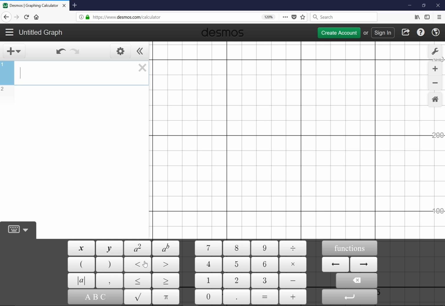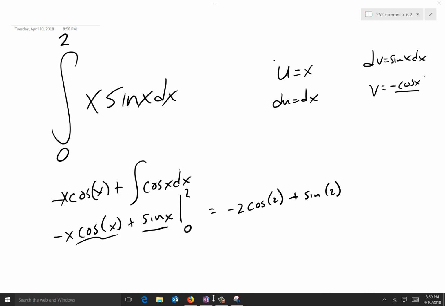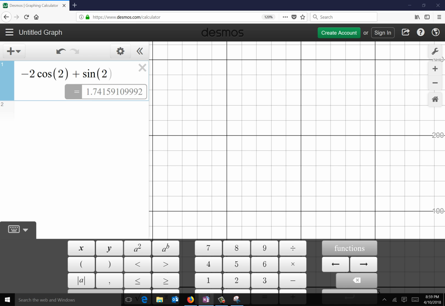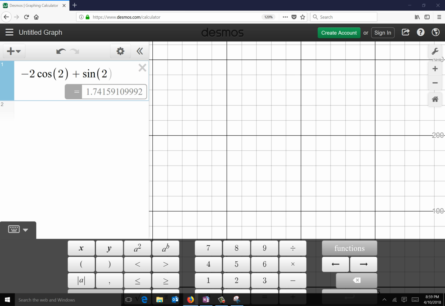So I'm going to go negative 2 cosine 2 minus sine, is it plus? I think it's plus, isn't it? Plus sine 2. 1.74. That is my total area. Are you with me? So this answer is 1.74. Now, what I want to look at is, what does that graph look like when I graph it?